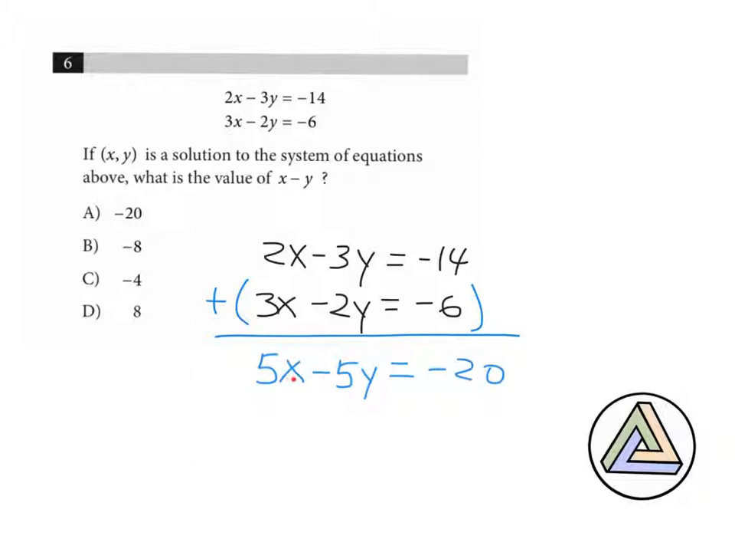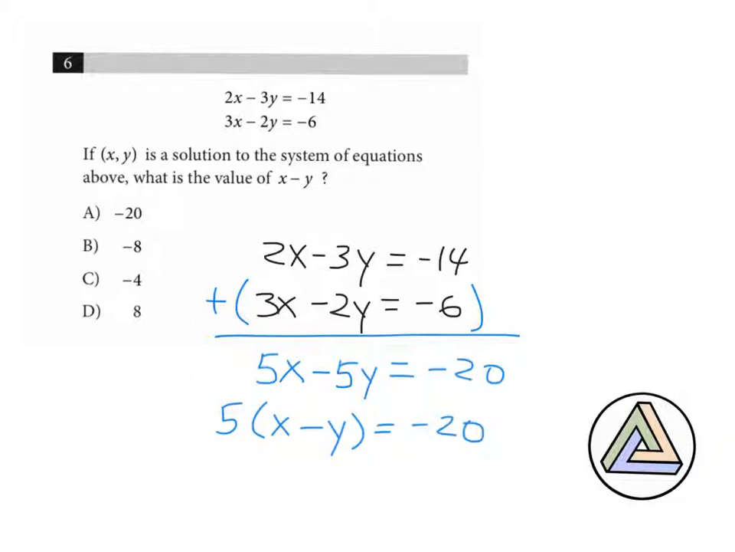Now, I see this X minus Y that resembles what I'm looking for. So I'm asking myself, can I turn this into something where it just says X minus Y? Well, sure enough, we have a GCF of 5 and 5. So I could factor out 5. And I have 5 times X minus Y equals negative 20.